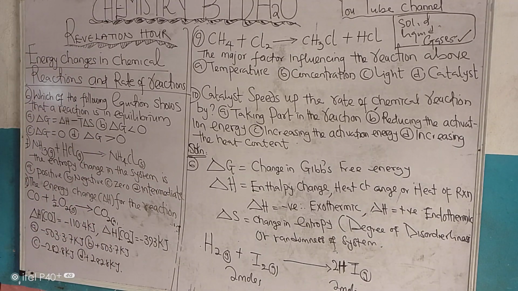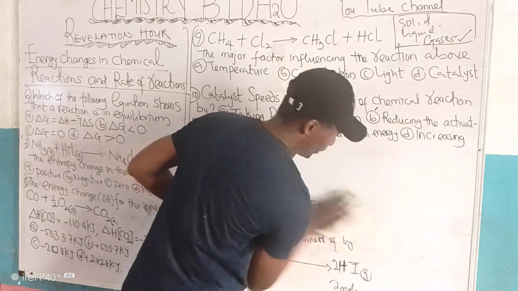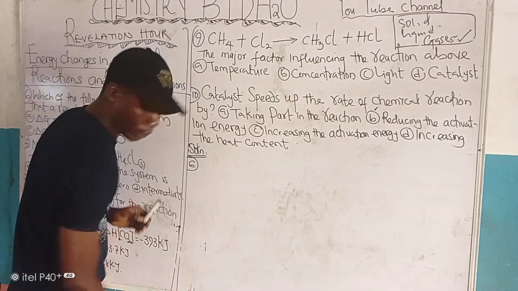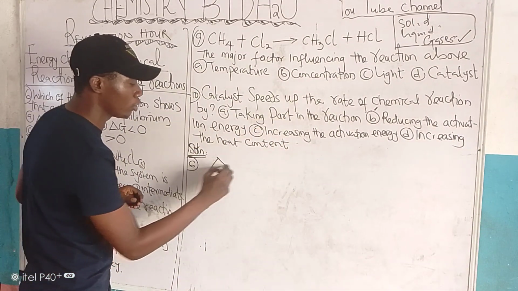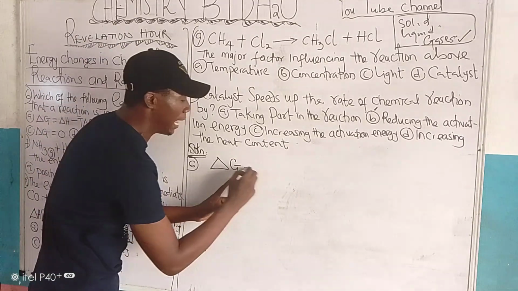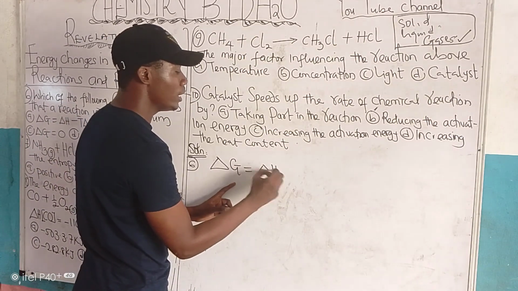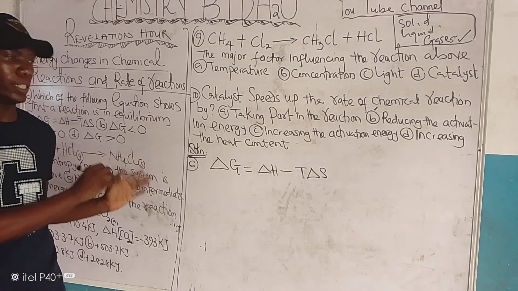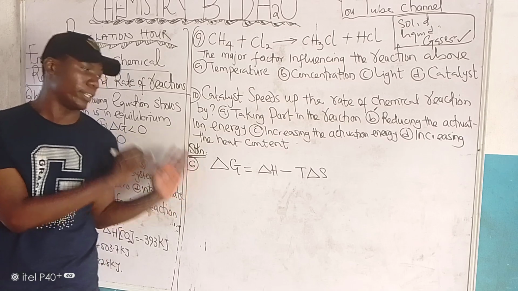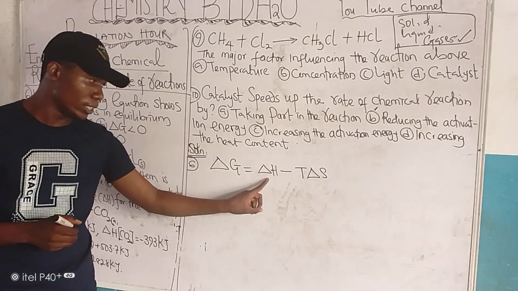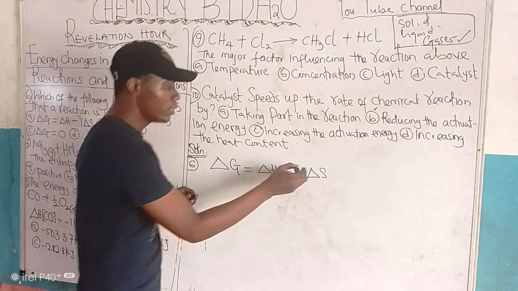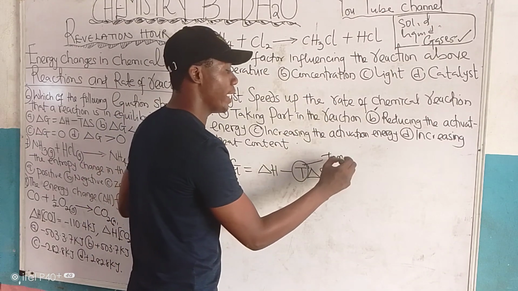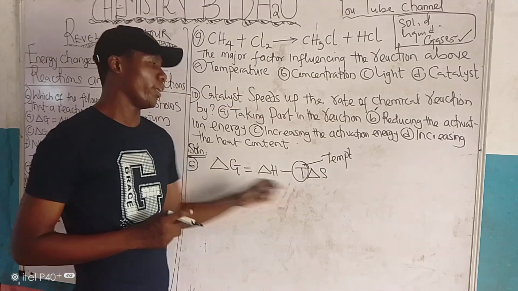Now let us quickly answer this question. The question says, which of the following equations shows that a reaction is in equilibrium? How do you know that a particular reaction is in equilibrium? Very easy. Remember I told you that this is called your Gibbs free energy, and it is equal to the enthalpy change minus temperature times the change in entropy. This is the formula for your Gibbs free energy. I've told you what these mean. This T means temperature, and this is your entropy change.